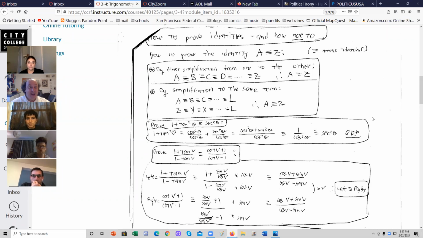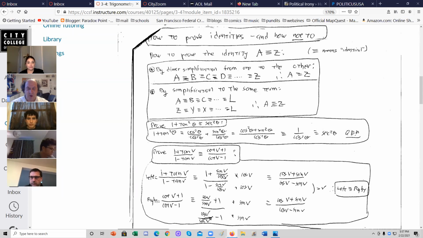Okay, I'm done. Now here we have 1 plus tan over 1 minus tan. Prove that's identical to cotangent plus 1 over cotangent minus 1. Now I'm going to start with the left side and convert it and simplify it to an expression. I'll start with the right side and convert it to the same expression. So 1 plus tan over 1 minus tan. Tan is sine over cosine.